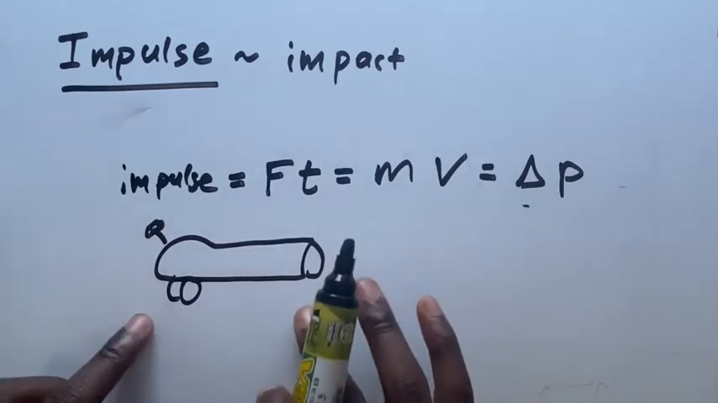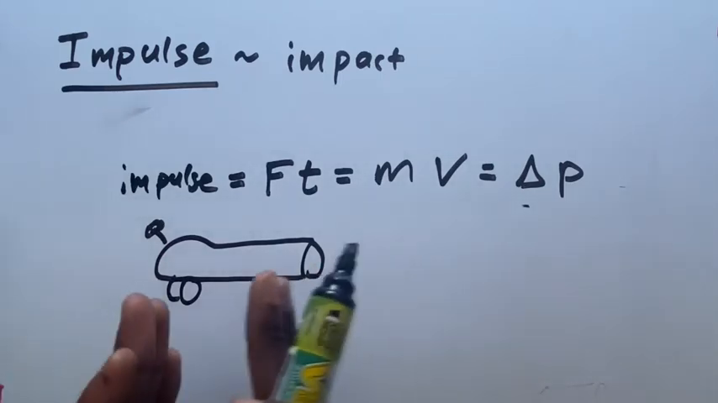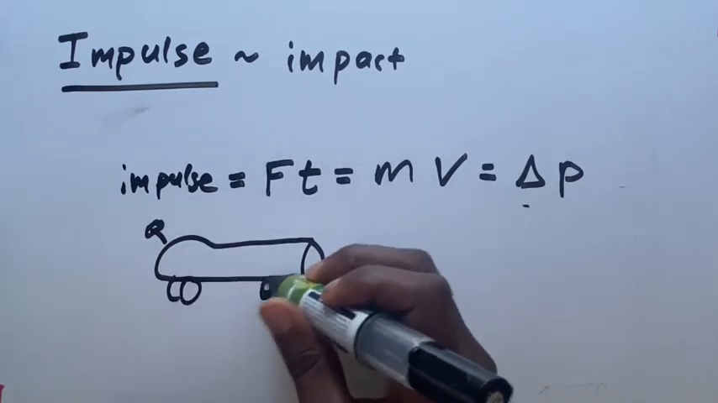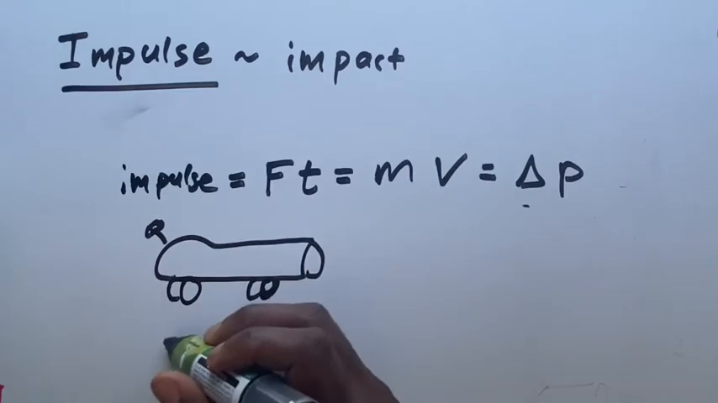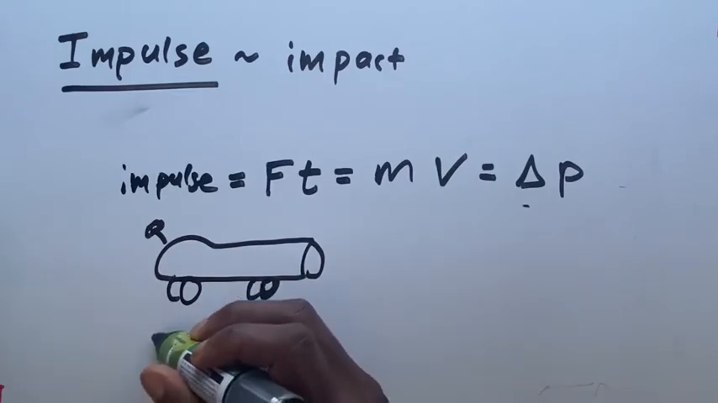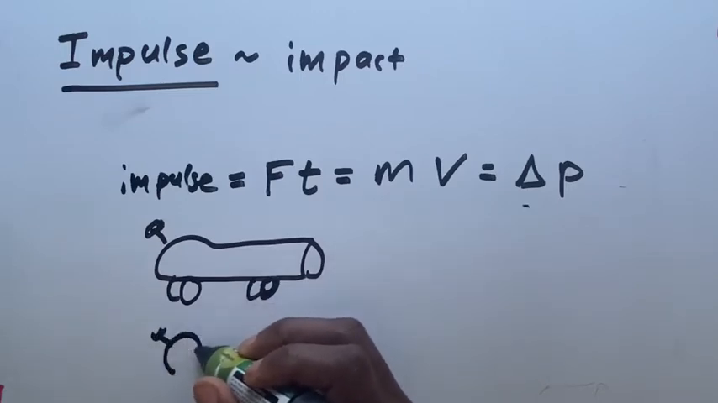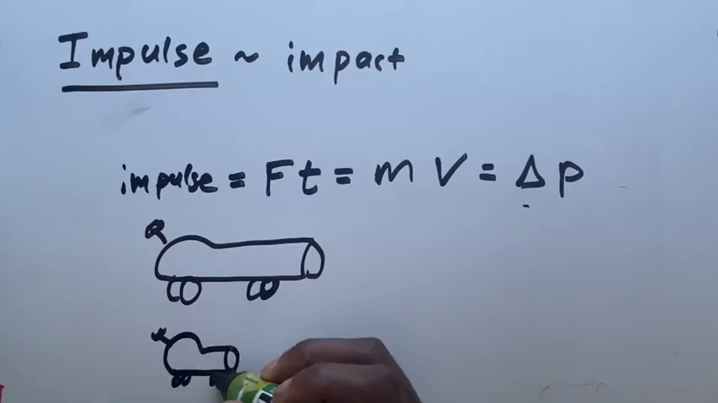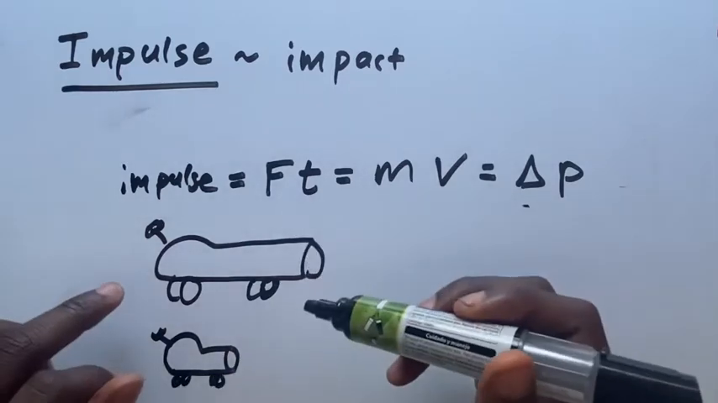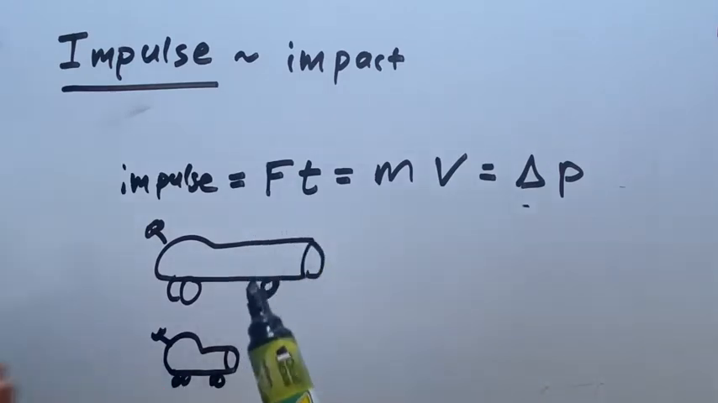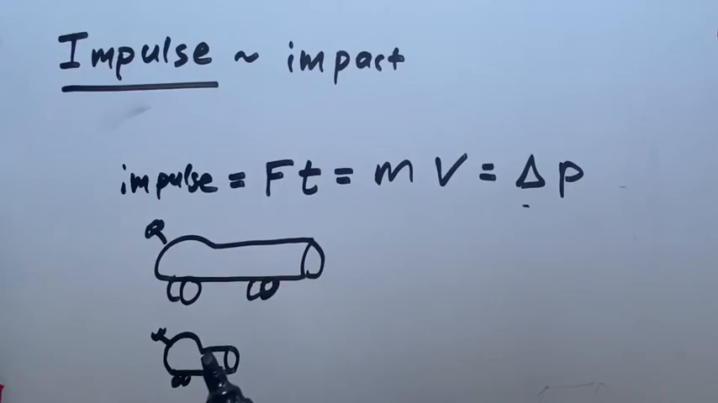So what if I were to make this cannon shorter versus how long it is now? Let's say if I made it shorter to where it looked more like this. So what would be the difference in the impulse between these two situations here?